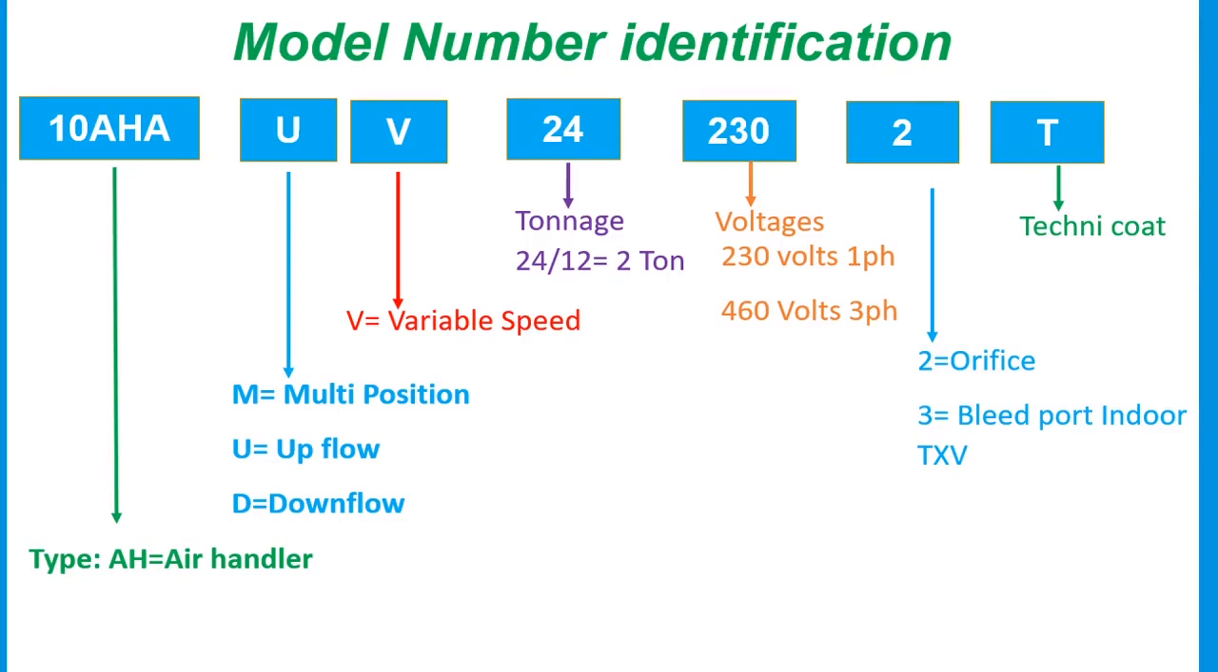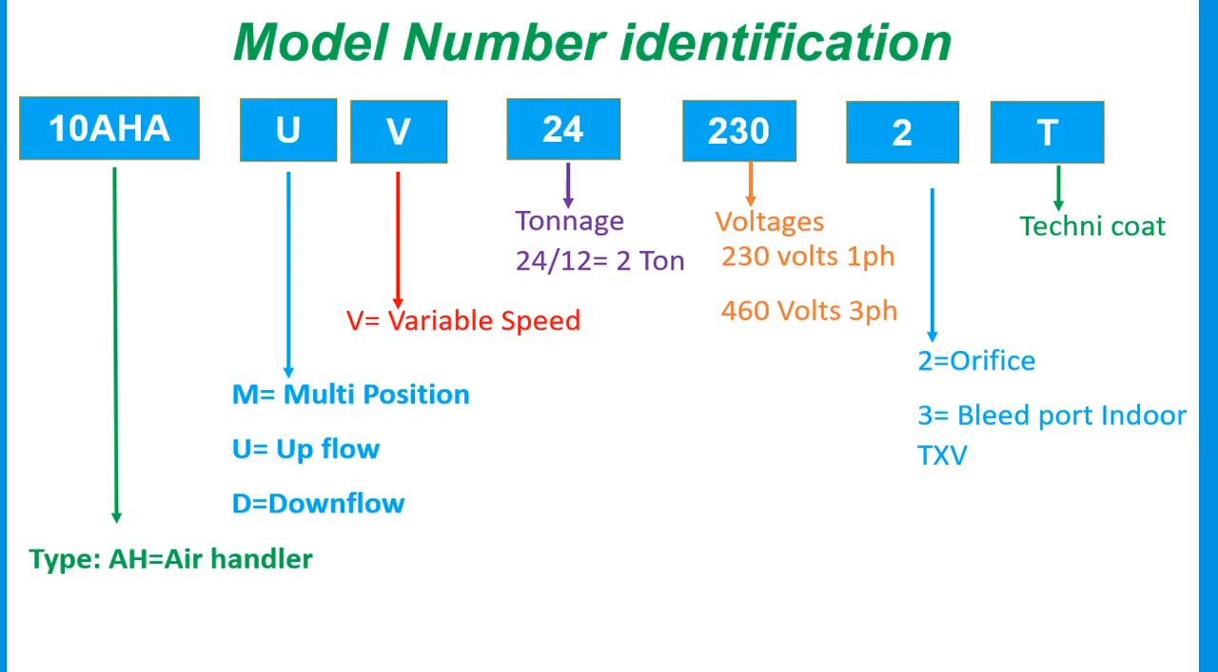The next one is 24. 24 stands for tonnage. In our previous discussion, we are just going to divide the 24 by 12 in order to get the actual tonnage. So in this case, 24 divided by 12 equals 2 tons.